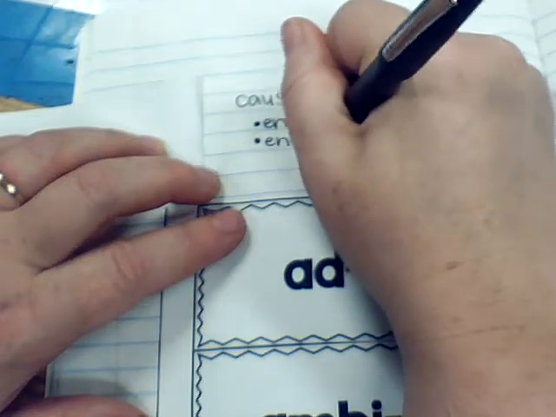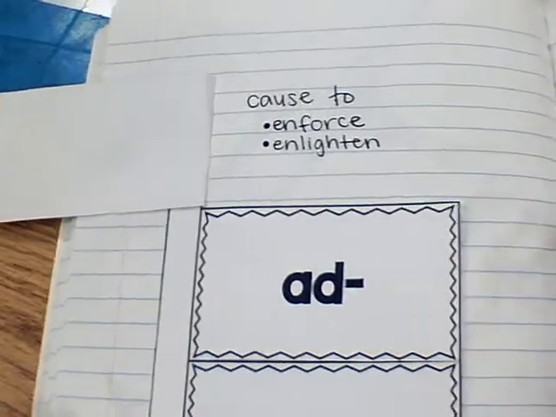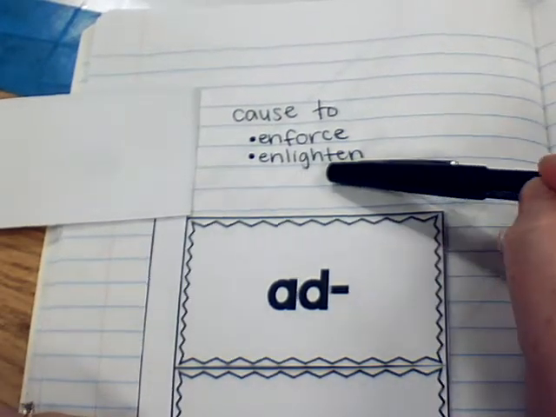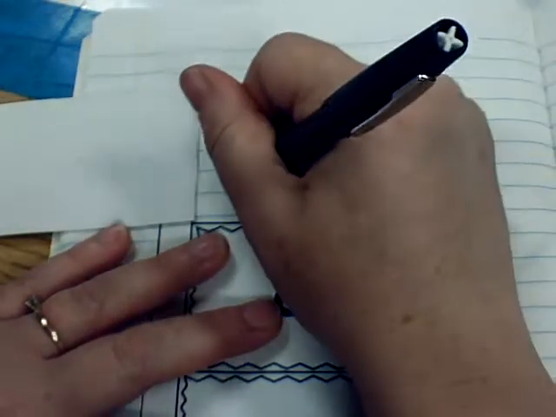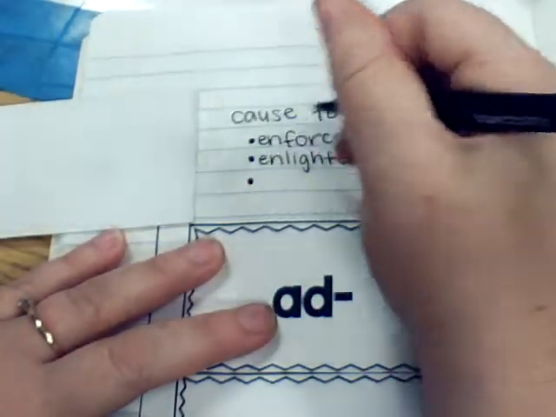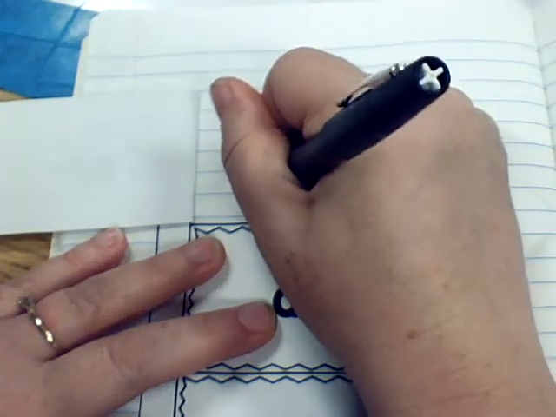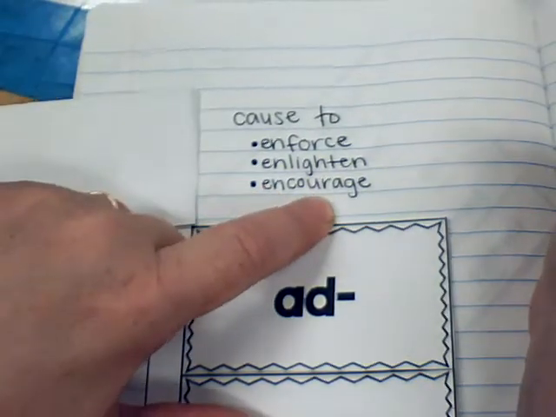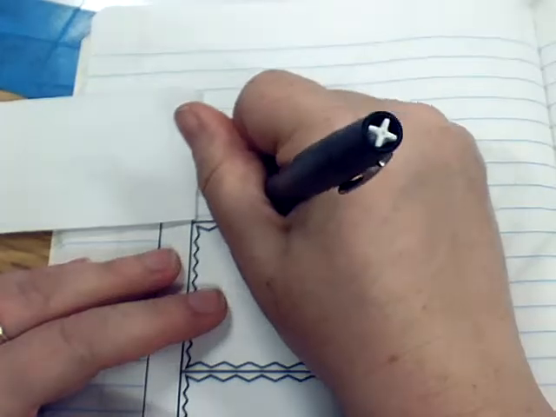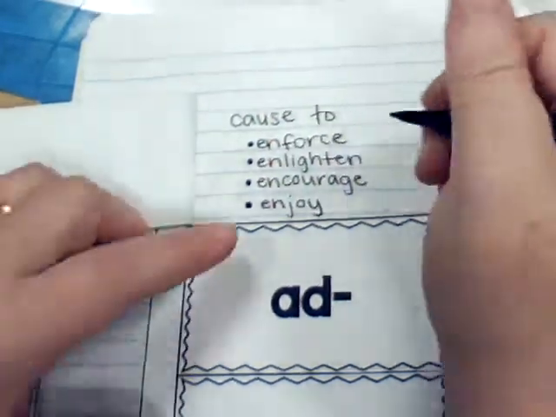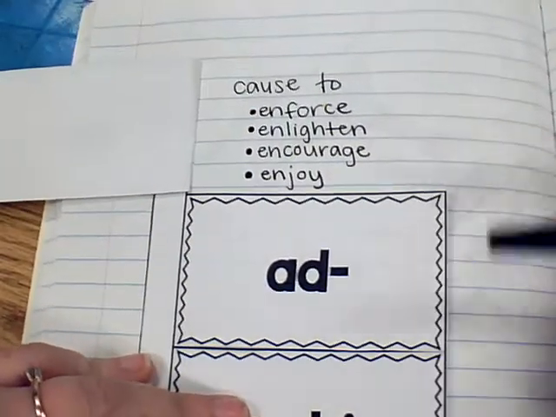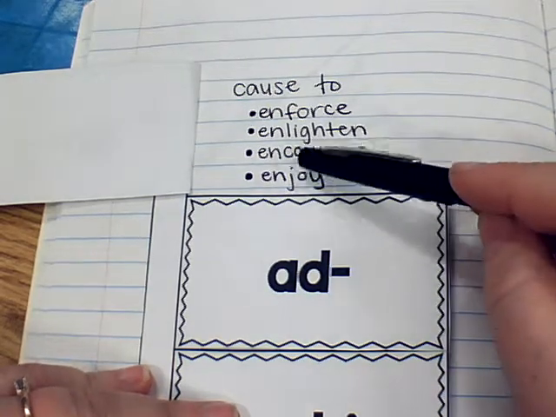Enlighten. So enlighten means to make somebody aware of something usually, whether it's information or making sure they're not ignorant about something. So you cause them to see the light. We have encourage. We cause someone to feel courage. Or enjoy. We cause somebody to feel joy, or cause yourself to feel joy. Cause to. So if you enjoy soda, the soda causes you to feel joy.